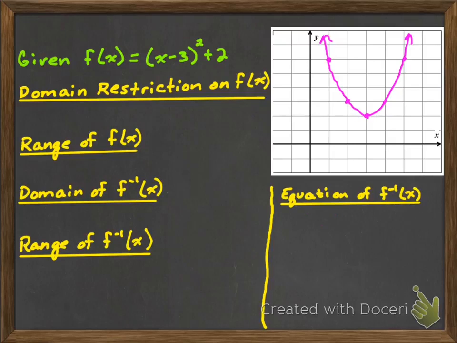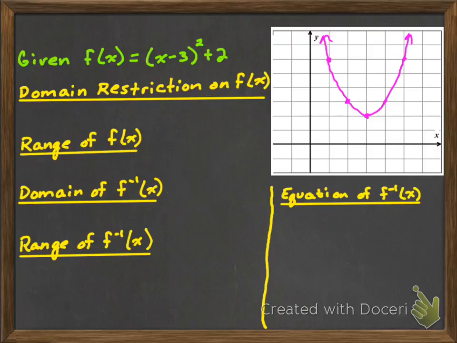Now, if you look at the domain of this, your domain would be from negative infinity to positive infinity. Now, what we need to understand is that this graph is a function, but this graph does not pass the horizontal line test. The horizontal line test tells you if the inverse is a function. And since a horizontal line is going to cross this graph in more than one place, that means our inverse is not a function.